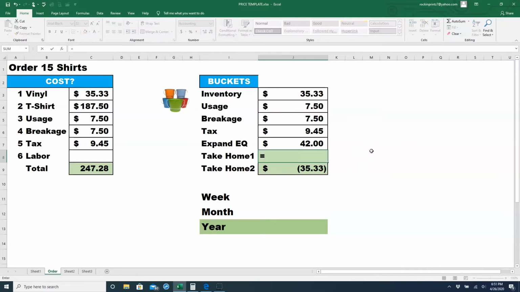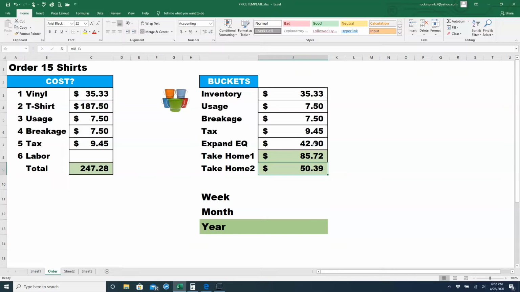Okay, so once you pay yourself back, we got to minus all this other stuff. So we're going to do equals 187.5 minus the inventory minus usage minus breakage minus tax minus expanding equipment, and you're going to be left over for take home one is going to be $85.72. Not bad.